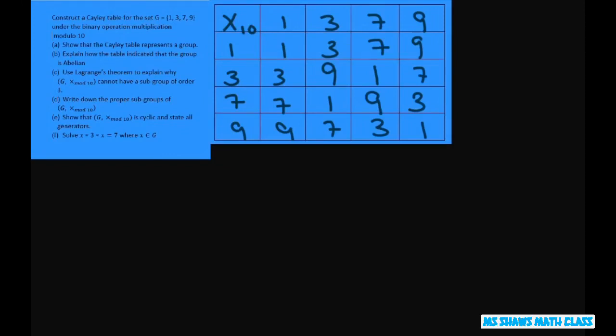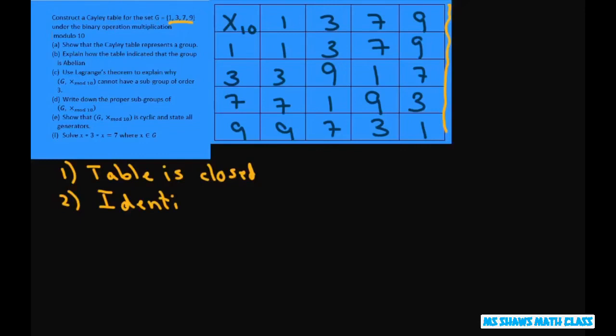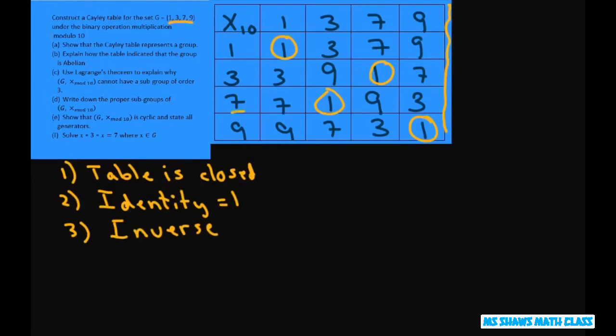We have to show that it represents a group. It represents a group because all our numbers in here are in this set. So that means our table is closed. Secondly, we have an identity element of 1. The 1 appears once in every row and once in every column. So that's how you tell for this. So that means we have an inverse for each element. Namely, if you look at, let's say this one, 7 and 3 are inverses here. And then 9s are also inverses.